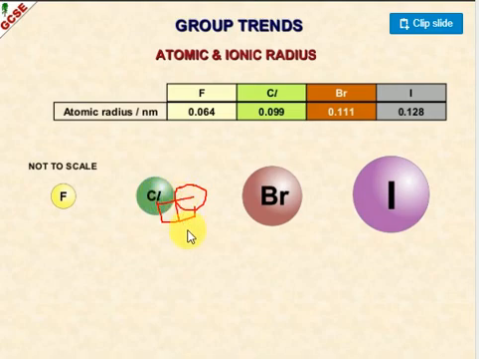You know very well halogens are diatomic molecules. Atomic radius is calculated as half of the internuclear distance between the two atoms. Number one point: in the group, atomic radii increase. In the period, atomic radii decrease.